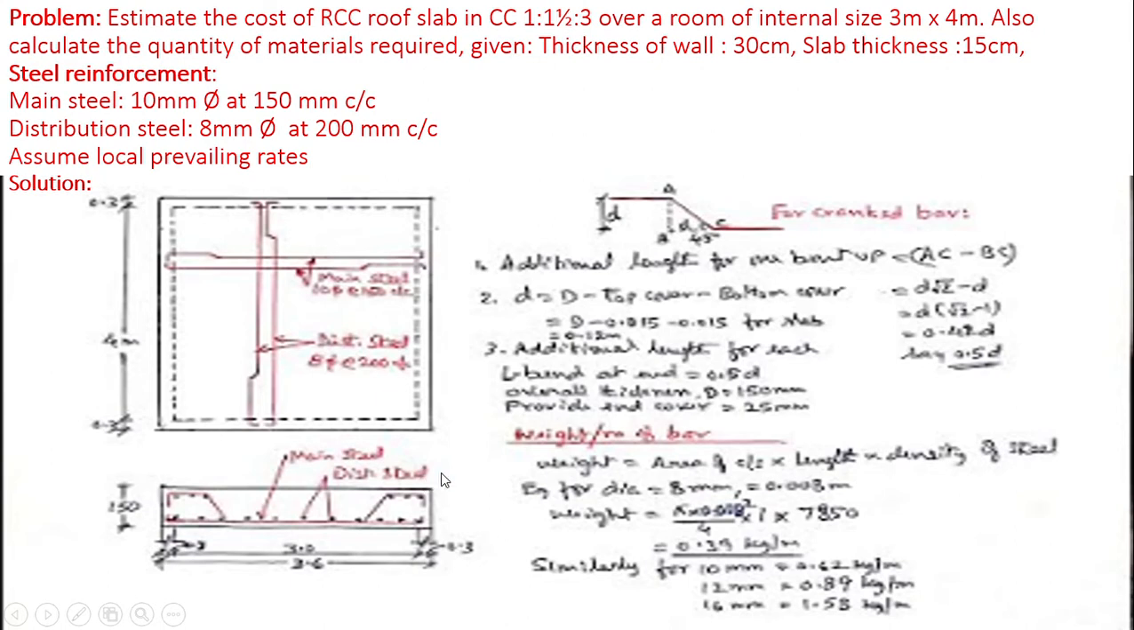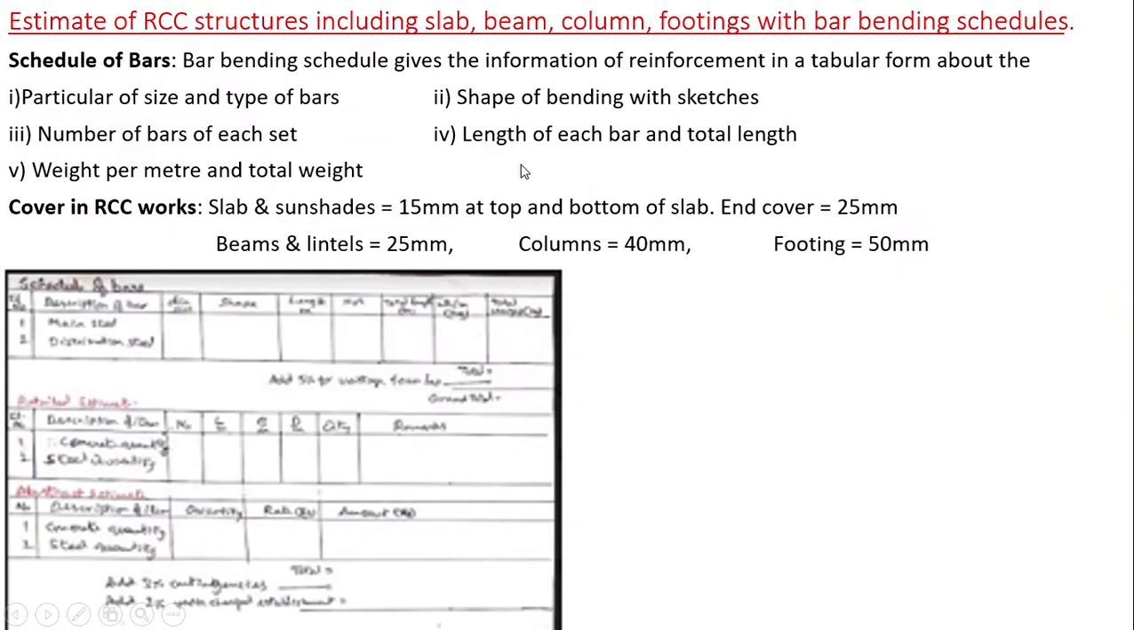Bar bending schedule also gives number of bars of each set. For example, all short span bars in the case of slab are one set, all long span bars are second set, like that. Bar bending schedule also gives length of each bar, weight per meter of each different bar, and also total weight of steel required for the given RCC member. The RCC member can be a slab, a beam, lintel, column, footing, retaining wall, etc.